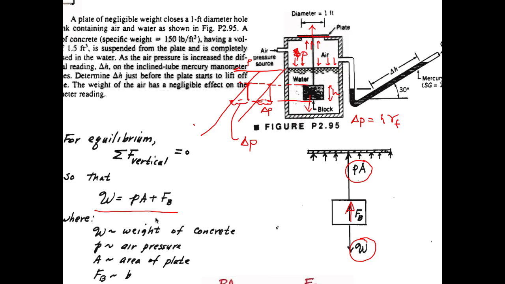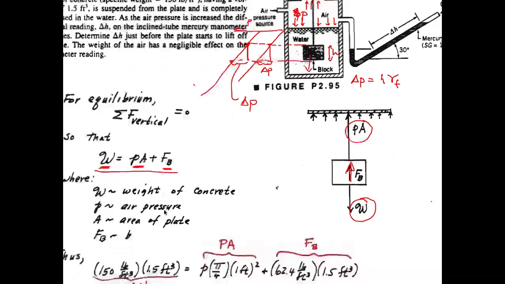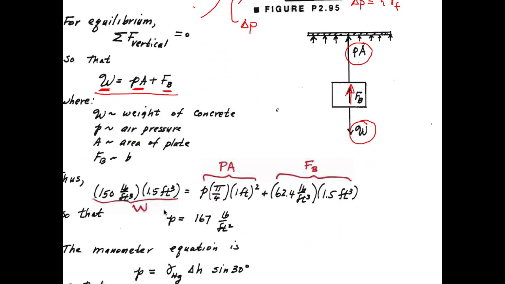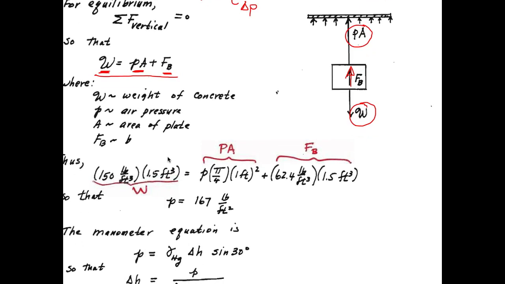If you resolve in the vertical downwards direction, downwards is the weight, upwards is the force due to the fluid pressure over an area and the buoyant force. And you have some of these. So you can write this expression in terms of the weight, which is just going to be a unit weight multiplied by a volume, unit weight of the solid. This pressure is going to be multiplied by an area, which is the area of the plate.